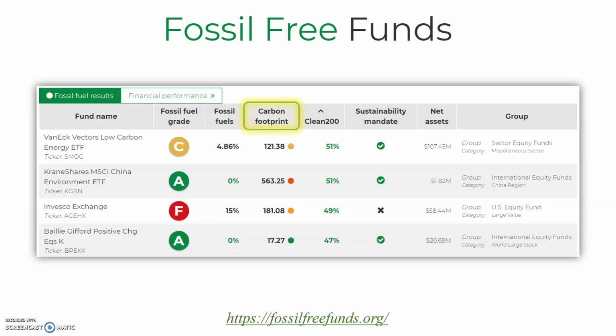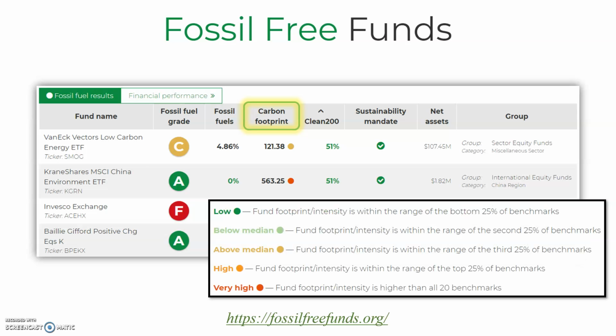The next category is carbon footprint, and this is based on the annual greenhouse gas emissions for each company within the fund. The carbon footprint is calculated using the Center for Social and Sustainable Products, which has a carbon portfolio calculator that's used for this. Here's a look at the breakdown. You can see the low value, below median, above median, and high. This is based on benchmarks.